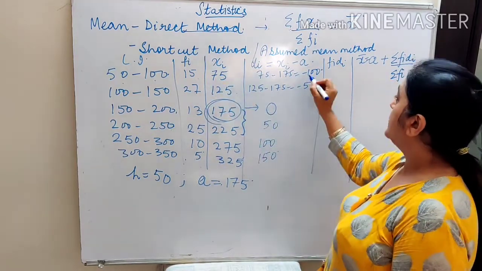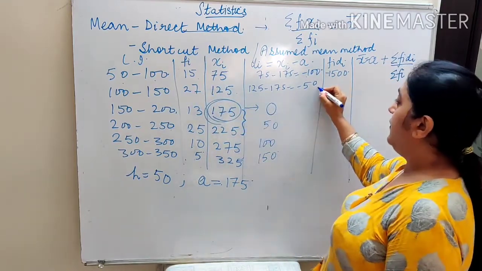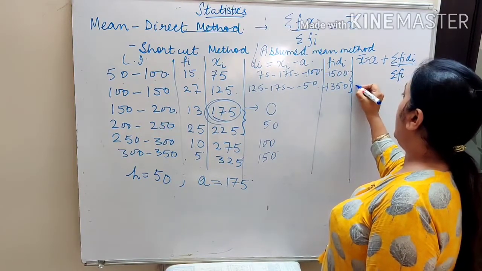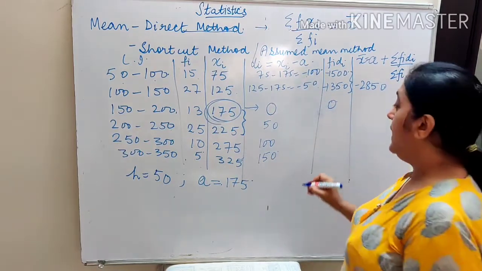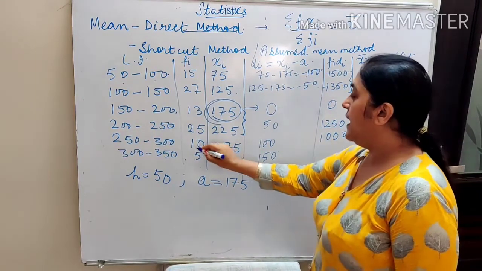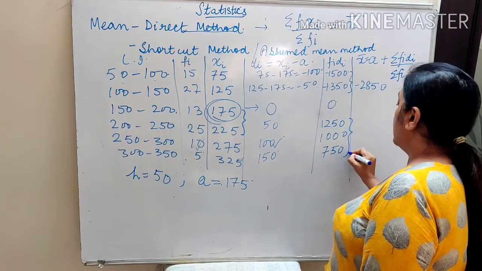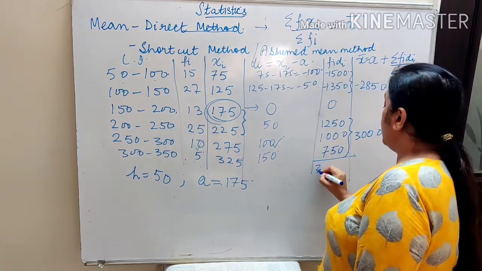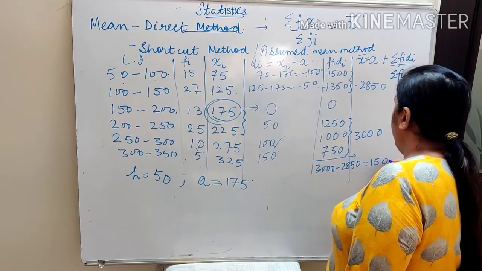So 15 into minus 100 is minus 1500. 27 into 50, minus 1350. Together they make minus 2850. This is, of course, 0 only. This comes out to be 1250. This is 1000, 100 into 10, and this is 750. 5 into 15. So the total is 3000. So 3000 minus 2850 comes out to be 150.